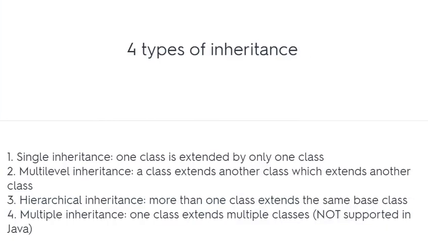4 types of inheritance. 1. Single inheritance. One class is extended by only one class. 2. Multi-level inheritance. A class extends another class which extends another class. 3. Hierarchical inheritance. More than one class extends the same base class. 4. Multiple inheritance. One class extends multiple classes.